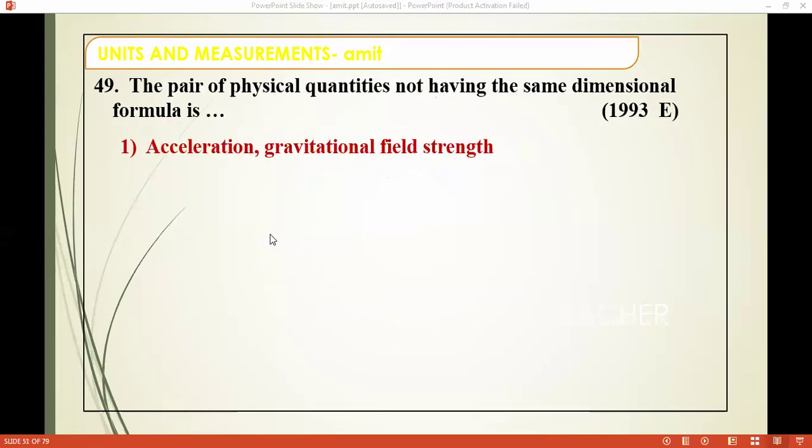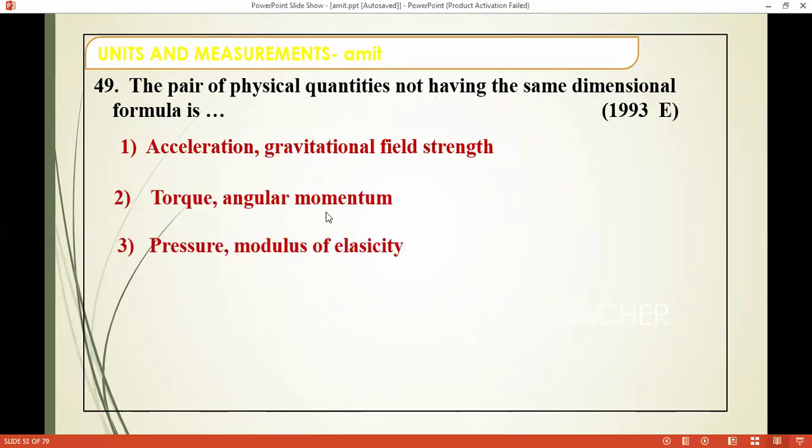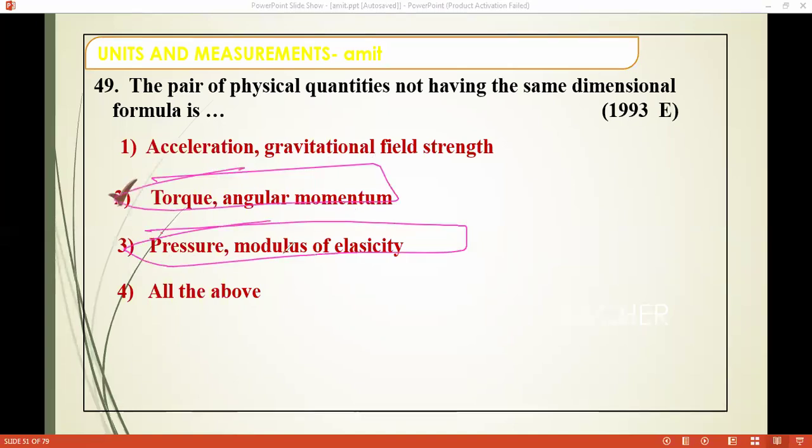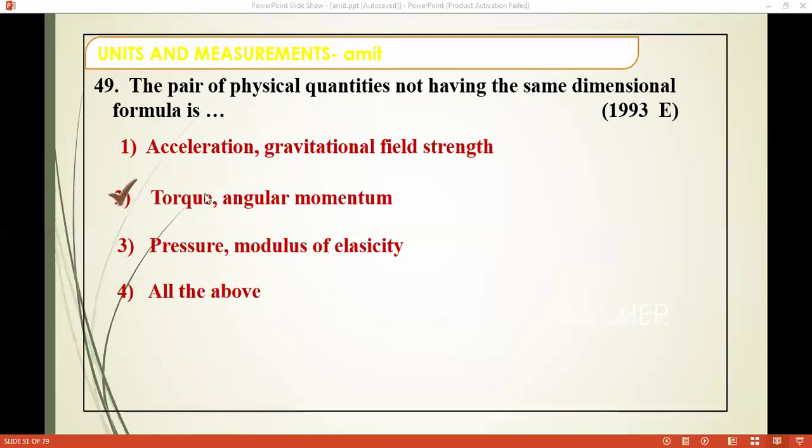In this case, the pair of quantities not having the same dimensional formula: acceleration due to gravity and torque, angular momentum. This compares torque and angular momentum, which have different dimensions. Pressure and modulus of elasticity, if we check, have the same dimensions. Acceleration and gravitational field have the same dimensions. It's an easy question, a dual question. You can do this if you are aware of this.